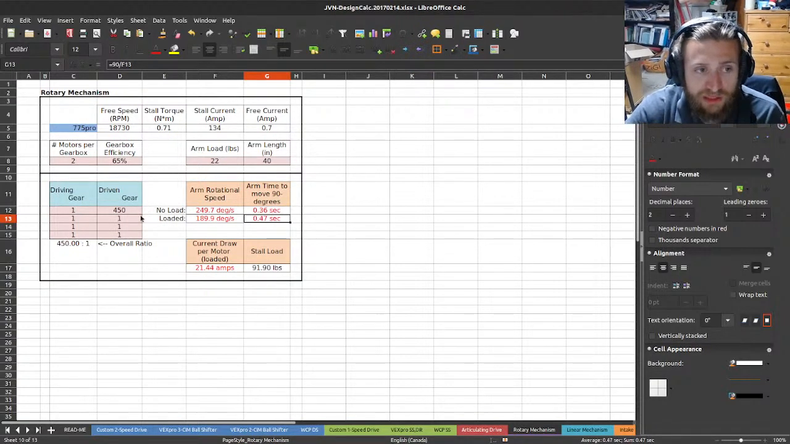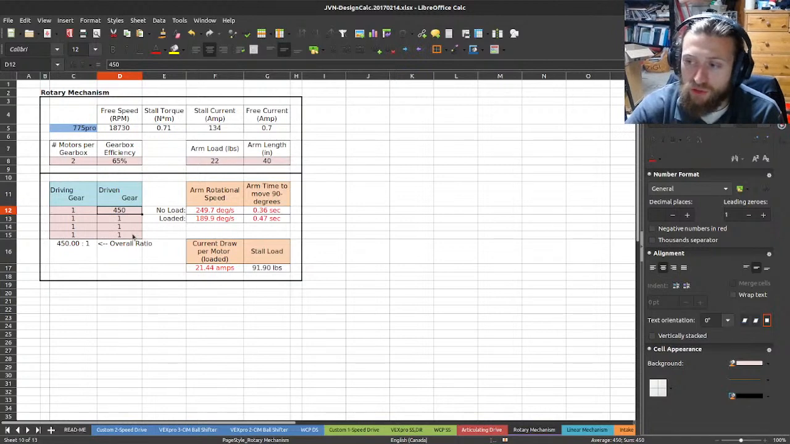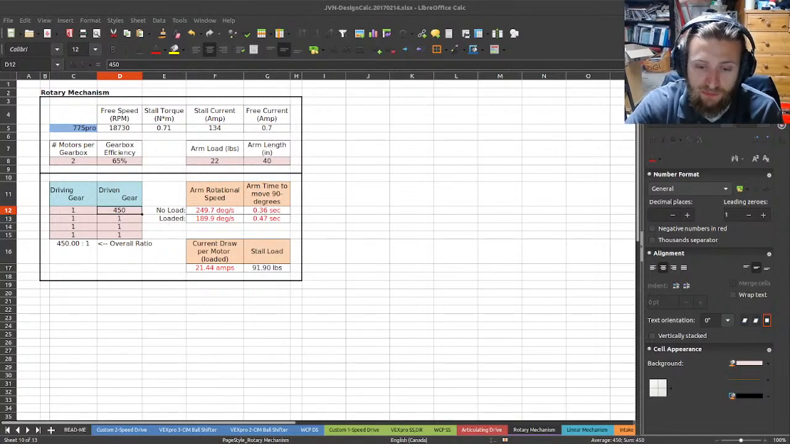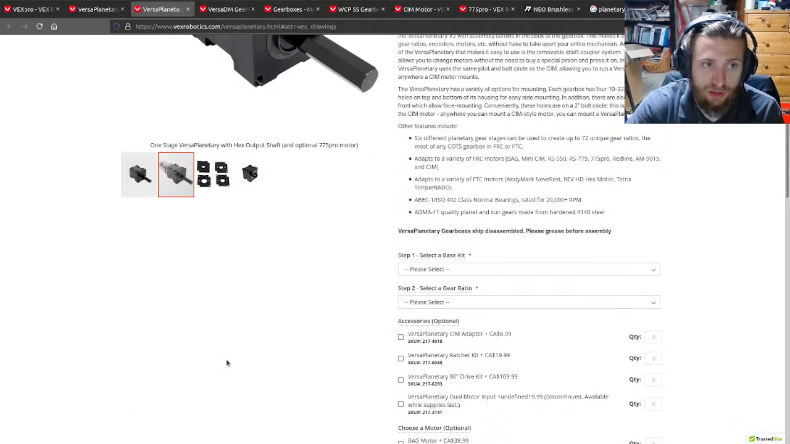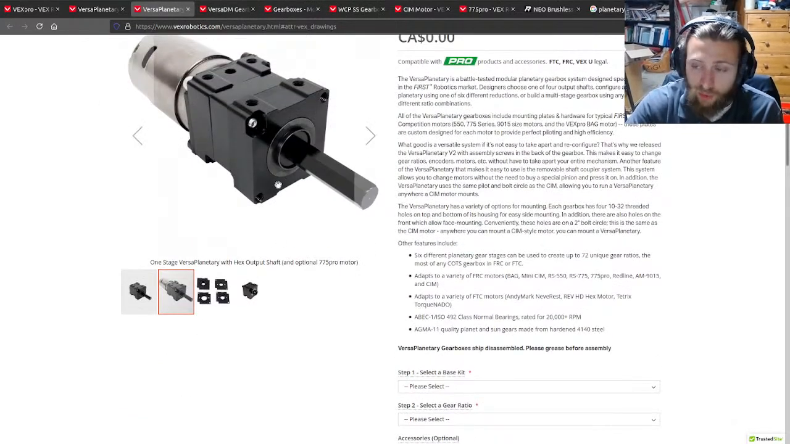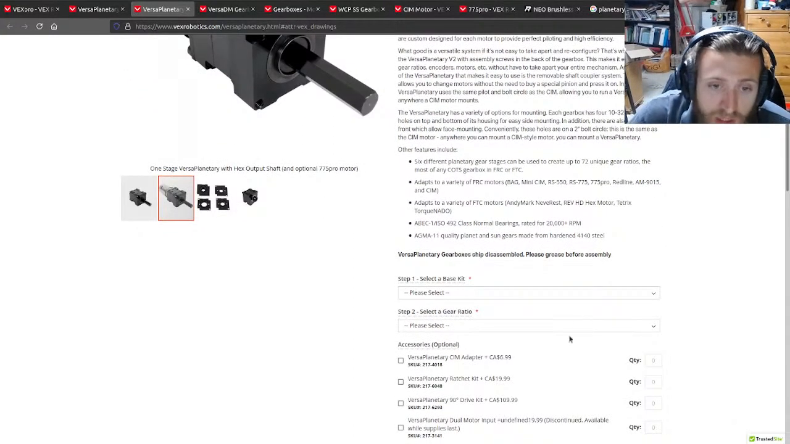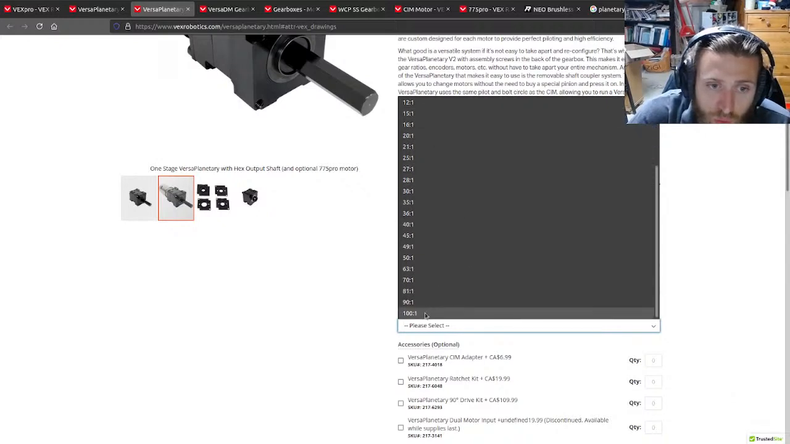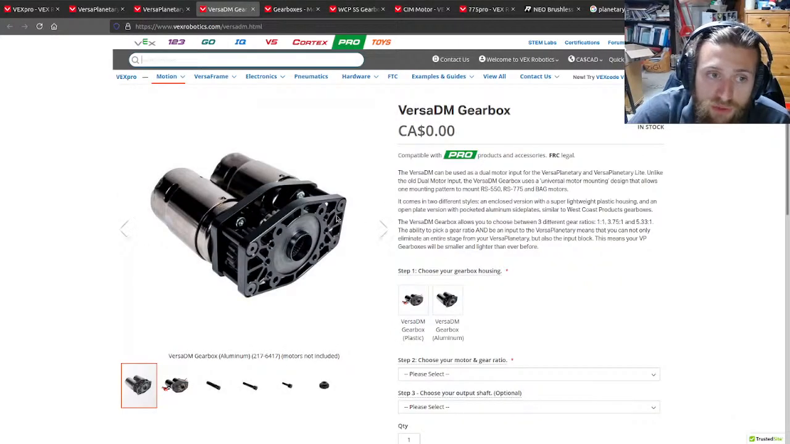Now, one thing we need to consider is that 450 or 500 may be a weird gear ratio to get. We may not be able to get these ideal gear ratios. So one thing we want to do when we're designing is reference our gearbox manufacturer to see which gearboxes we can get. They do offer quite a range of gearboxes. We probably want one of the 100 to 1 or 90 to 1. These are dual stage gearboxes, so this is going to take two stages. And since we want 2 775 motors, we're going to need one of these dual motor inputs.